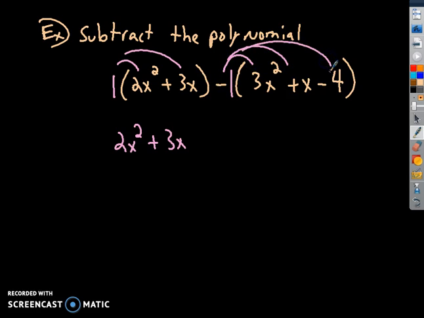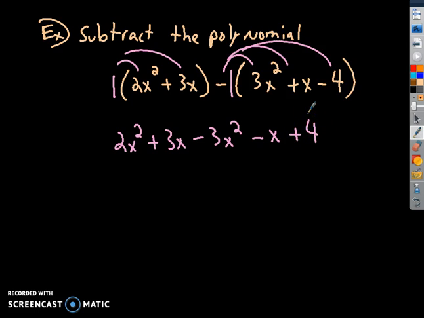This makes it different because now this negative 1 changes every sign within the parentheses. So negative 1 times 3x squared is a negative 3x squared. And then negative 1 times a positive x is a negative x. And negative 1 times a negative 4 is a positive 4.